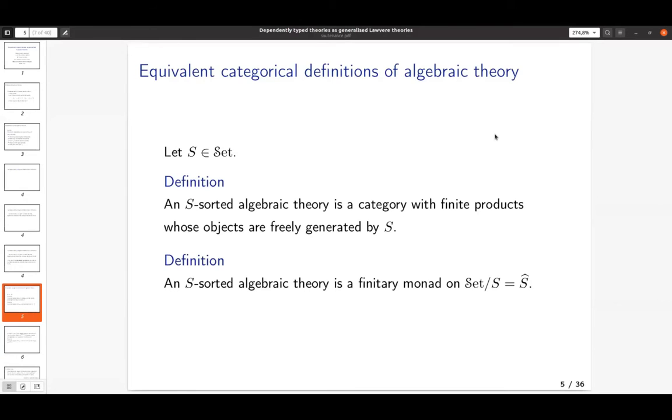Okay, so before I start talking about dependent sorts, let me give you some standard definitions of algebraic theories using a categorical framework. Here are some equivalent categorical definitions of algebraic theories, and most of you are probably very familiar with this. So let S be a set. Then an S-sorted algebraic theory is a category with finite products whose objects are freely generated in a suitable sense by the elements of S. Another definition is that an S-sorted algebraic theory is a finitary monad on the category of sets over S, right? The category of presheaves over S.